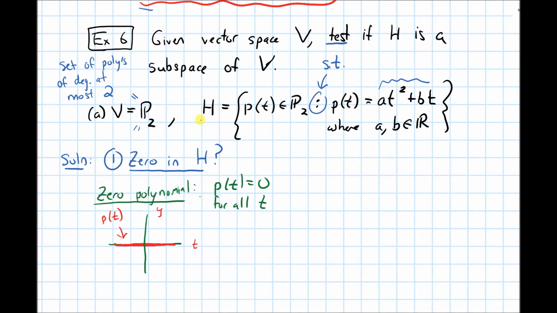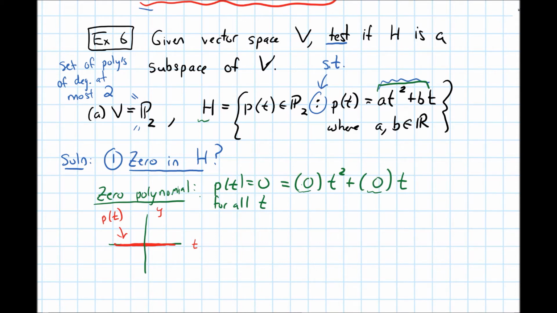So is this in H? Is it in our set? Does it look like this? Does it look like something times t squared plus something times t, where these things in these parentheses are reals? And the answer is yeah, because I could just put zeros in for both of them, and that gives me 0.